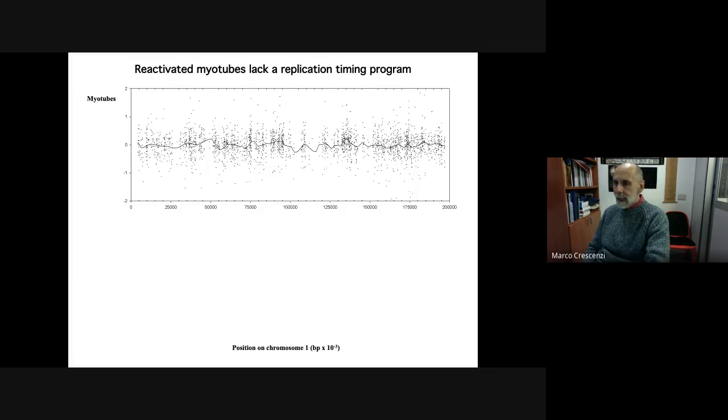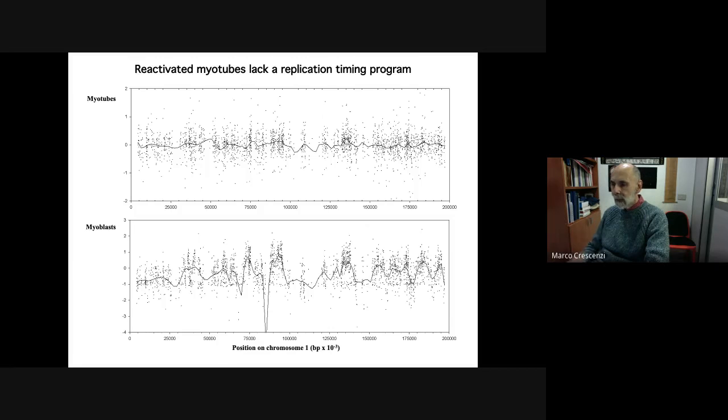Now, by comparison, this is the same experiment carried out with myoblasts. Clearly, you see that there are peaks above 0 and valleys and troughs below 0. So this shows that myoblasts have a DNA replication timing, as expected, and that myotubes reactivated in this way basically do not.